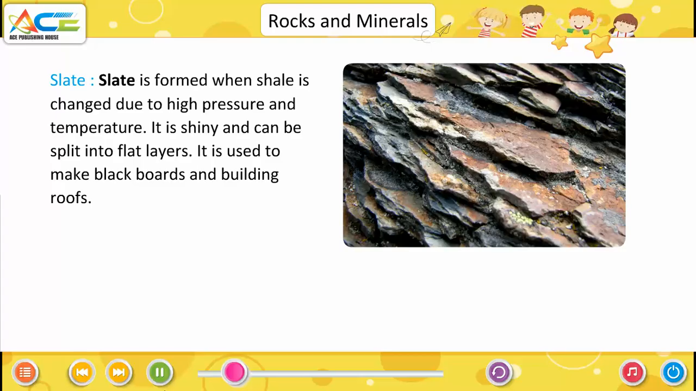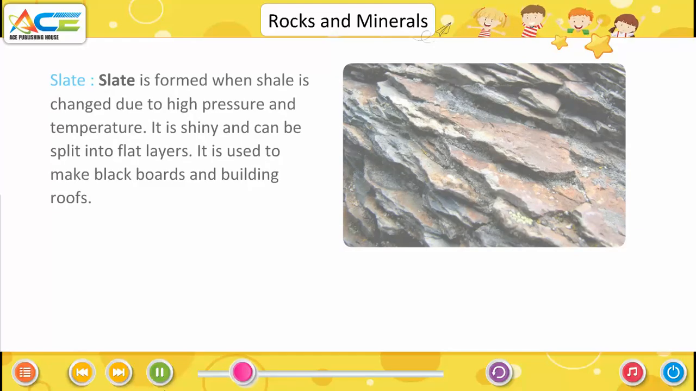Slate. Slate is formed when shale is changed due to high pressure and temperature. It is shiny and can be split into flat layers. It is used to make blackboards and building roofs.